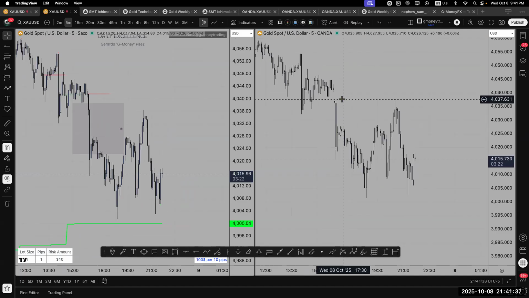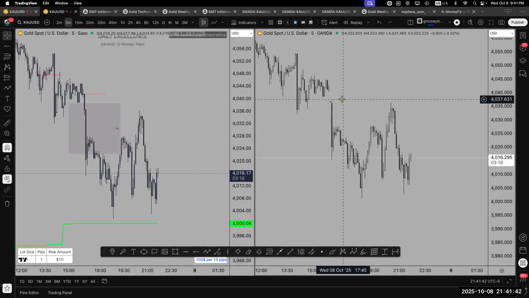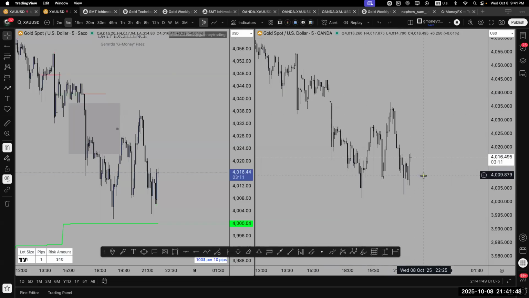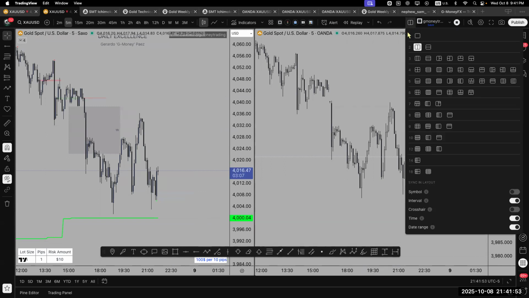And those gaps are sometimes caused by the spread of the broker, and price moves so fast that it just shot from one level to the other and just didn't record fast enough. Absolutely. But yeah, good level, good eyes.